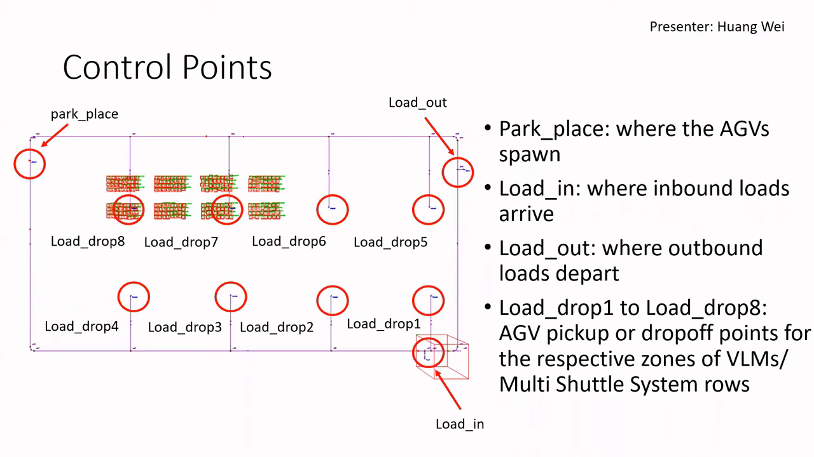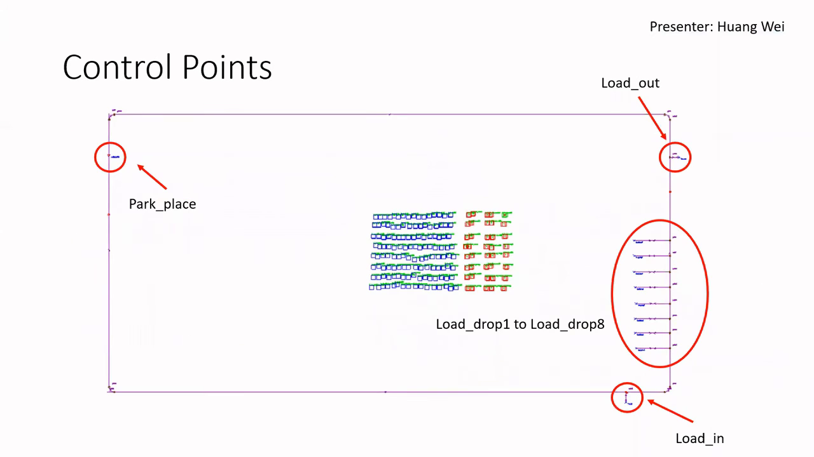This slide shows the control points for the VLM model. Park Place is where the AGVs spawn. Load in is where inbound goods arrive. Load out is where outbound goods depart. And load drop 1 to load drop 8 are where AGVs pick up or drop off the goods for the respective zones of VLMs or multi-shuttle system rows. Similar to the VLM model, the multi-shuttle system model also has similar control points as shown here.